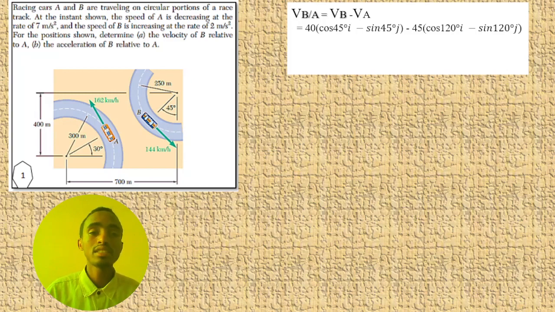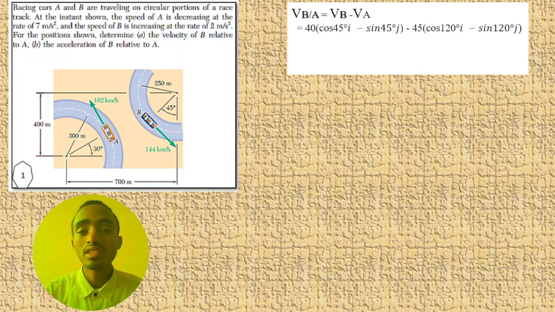Then we convert units. Simply by using a unit conversion factor, 1 km per hour is equal to 1 over 3.6 meters per second, or 10 over 36 meters per second. We can convert 144 km per hour and 162 km per hour, and we get 40 meters per second and 45 meters per second respectively.